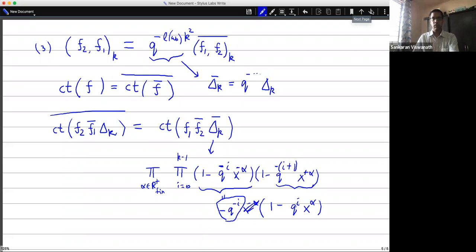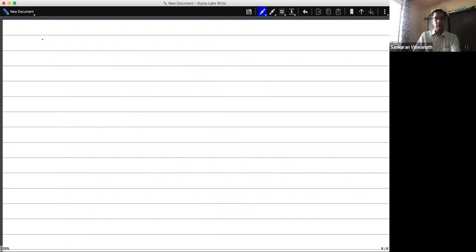Now, the key thing we are interested in: there are other important transformation properties for delta k. We just looked at one of them: if you apply bar to delta k, you get some power of q times delta k again. But there are other transformation properties, and they are nicely encapsulated as certain adjoints.